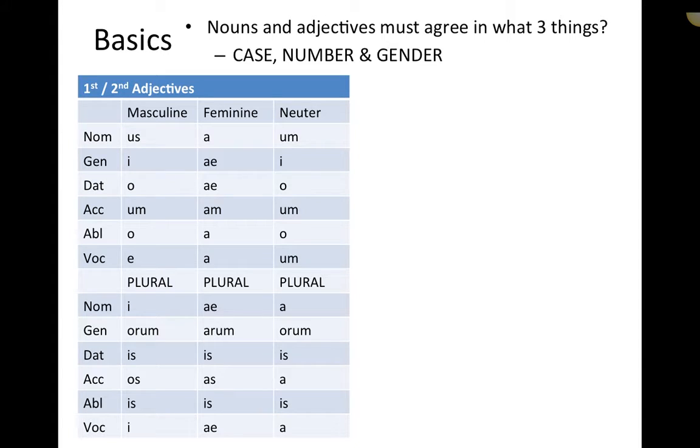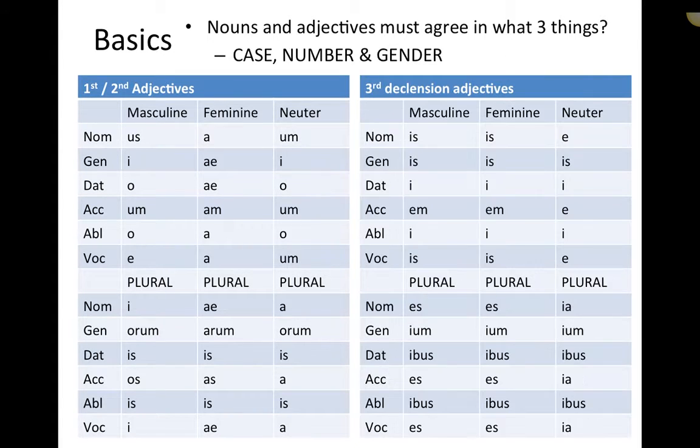First and second declension adjective endings are as follows on the left, and then third declension adjective endings are on the right. You've seen all these before, you know these, and if you're not remembering them, please make sure you go back and review, because not having the right ending does make your entire adjective wrong. So let's go ahead and continue past this.